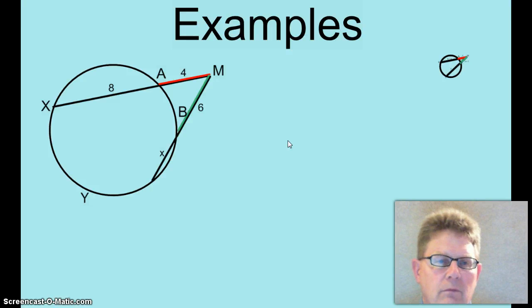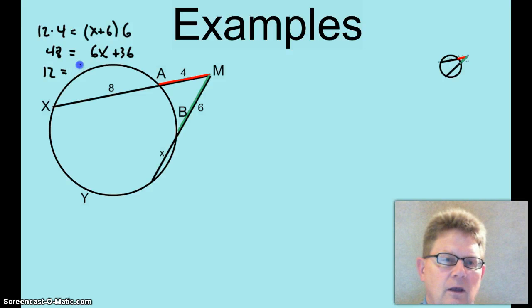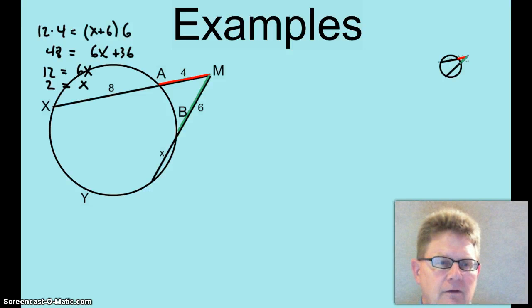You have the first secant, which is 12 times the outside part 4, equals the second secant, x plus 6, times the outside part, which is 6. So 48 equals 6x plus 36. Subtract 36 from both sides, and you get 12 equals 6x. Divide both sides by 6. x equals 2. Alright, let's grab that second example.